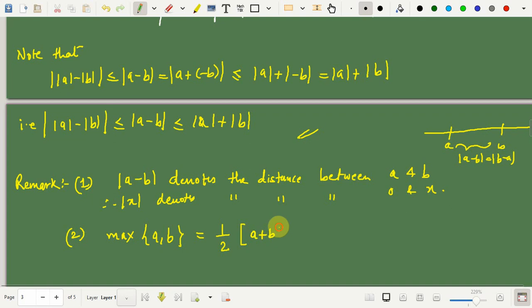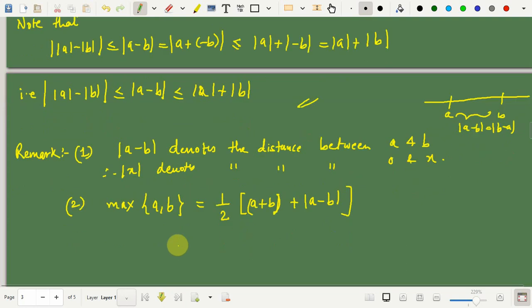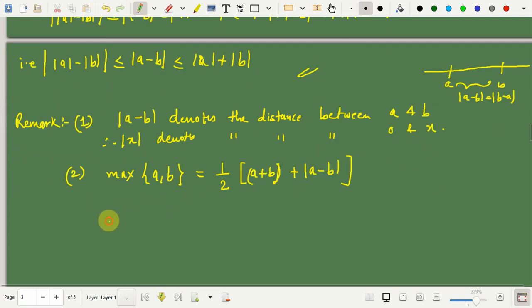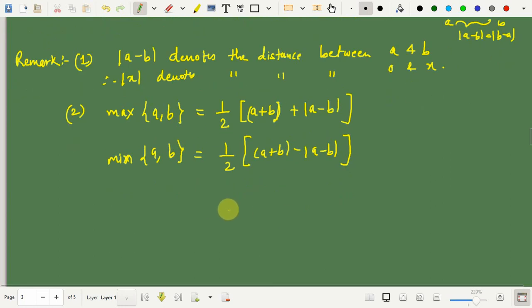The maximum of a comma b is half of a plus b plus mod of a minus b. In other words, a plus b by 2 plus mod of a minus b by 2, and similarly one can also state the result for the minimum of a comma b, which would be the same as half into a plus b minus mod of a minus b. Now, I would just give the geometrical idea of this on a real line, what exactly this means.